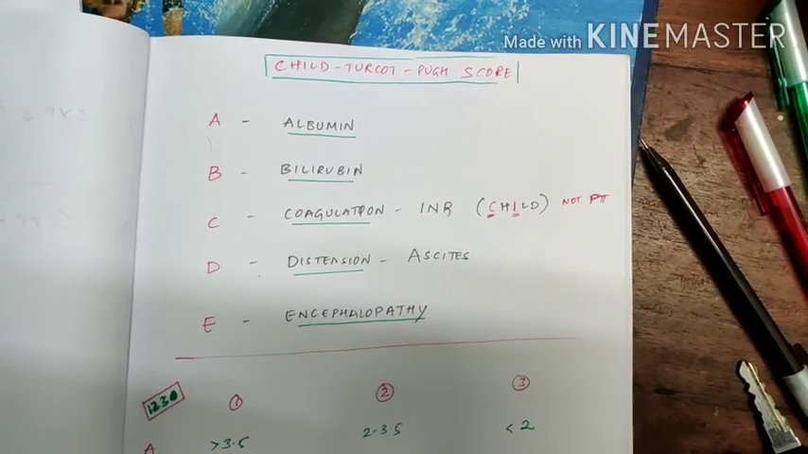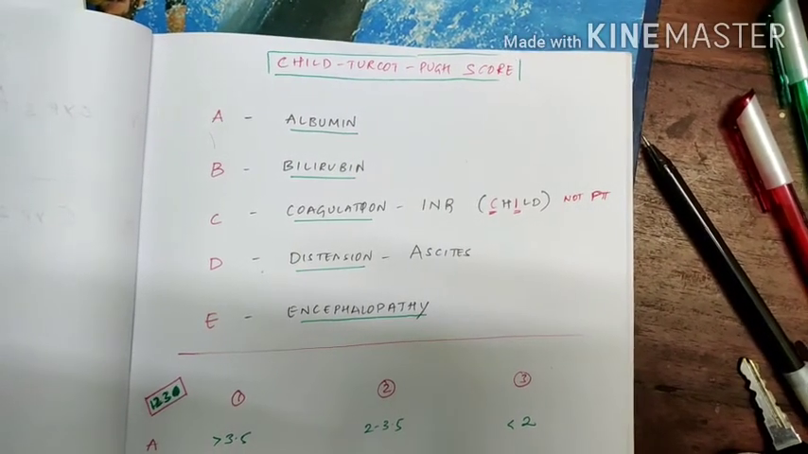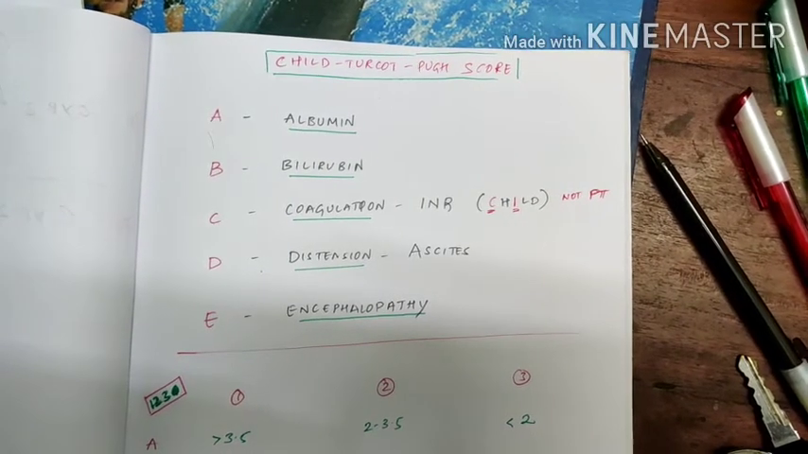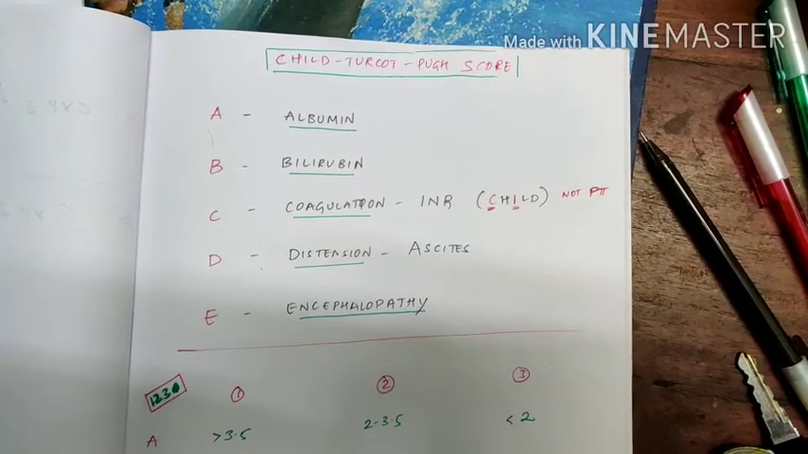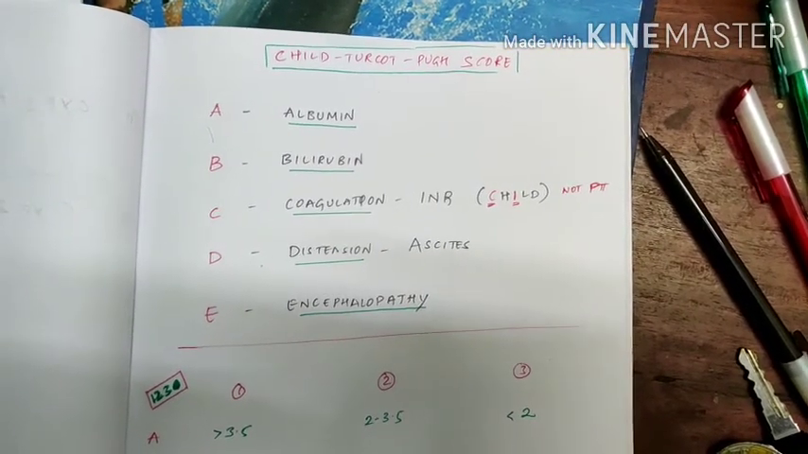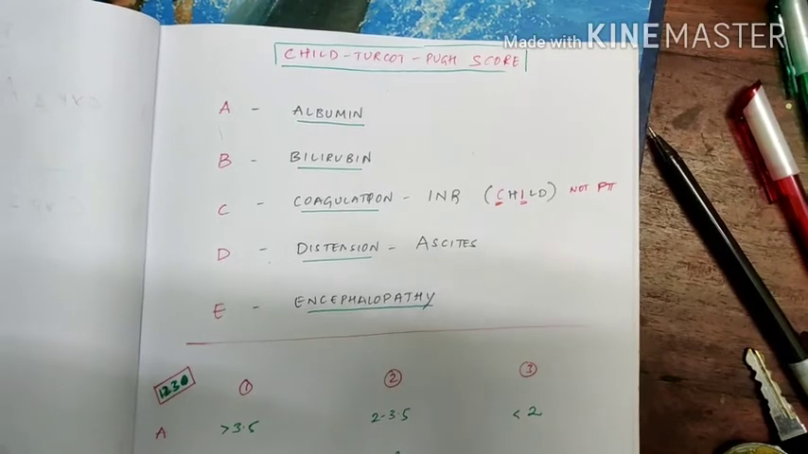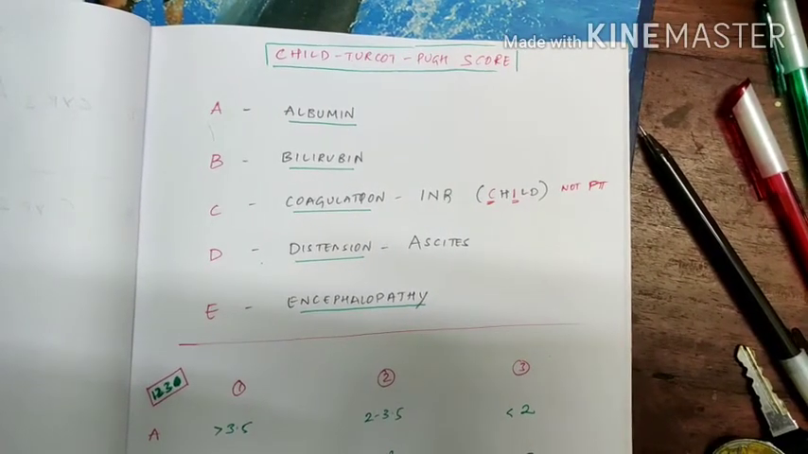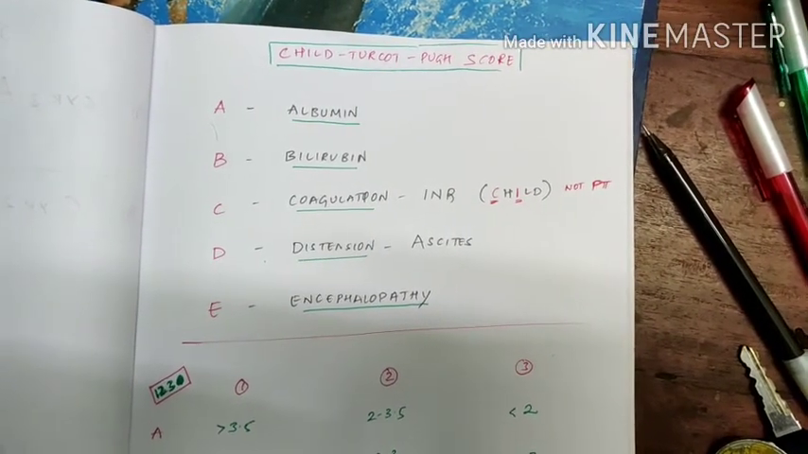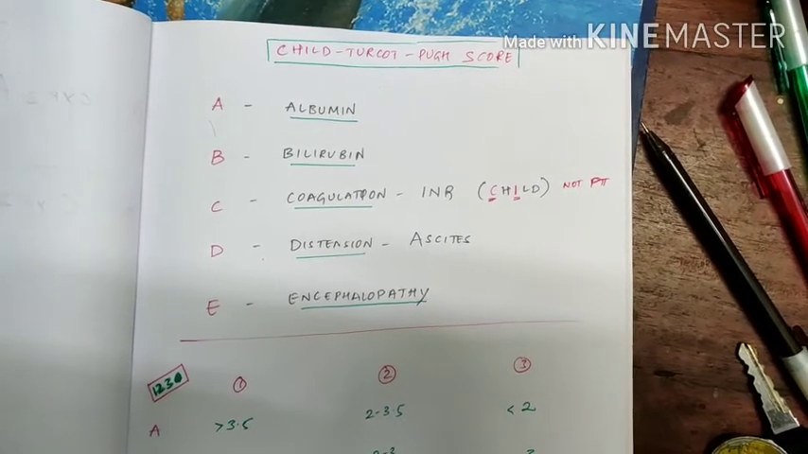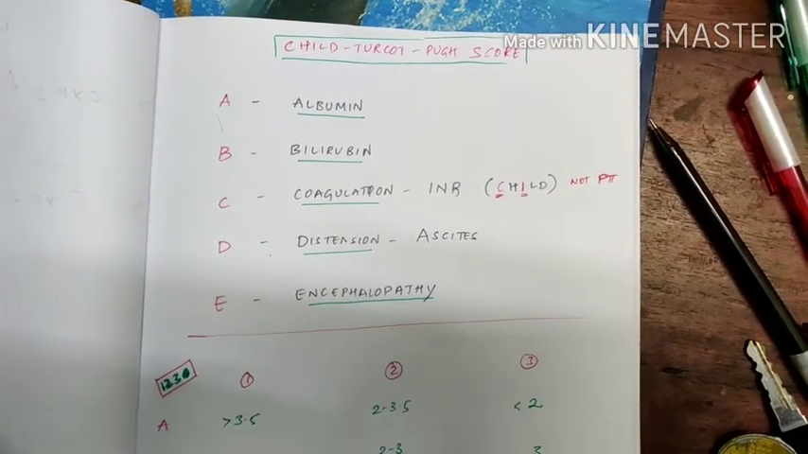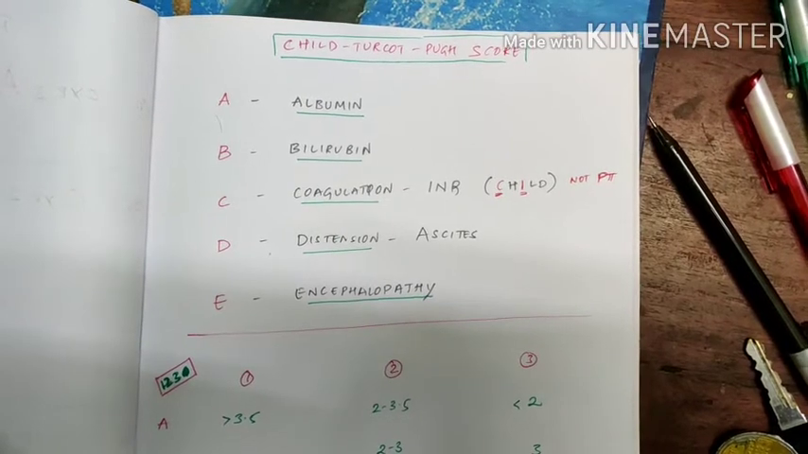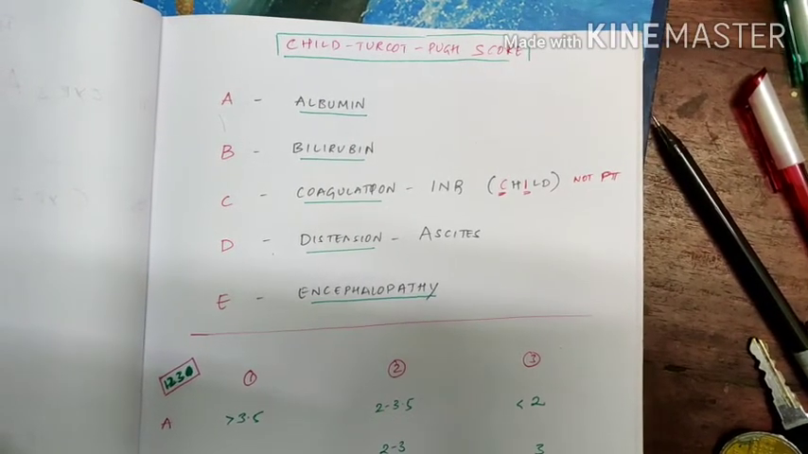A for albumin, B for bilirubin, C for coagulation, meaning INR. In Child's, you find C and you find I, right? It's INR, not PT. Remember, not prothrombin time. It is INR. D for distension, abdominal distension means ascites. E for encephalopathy. So it's easy enough. Albumin, bilirubin, INR, distension ascites, E encephalopathy.